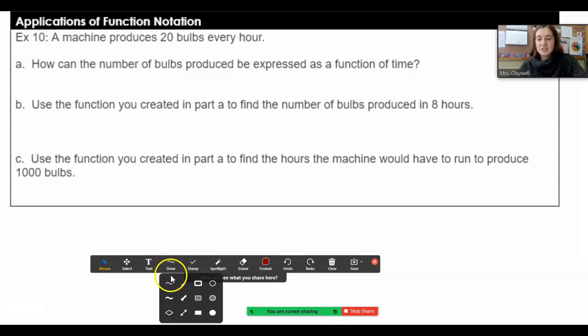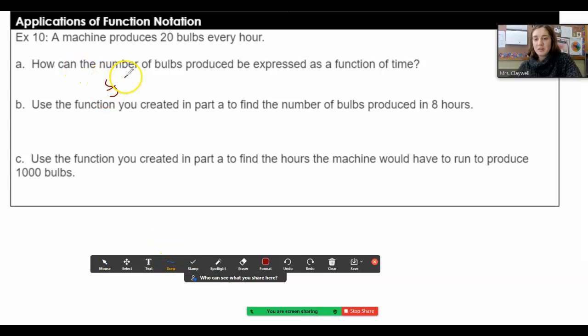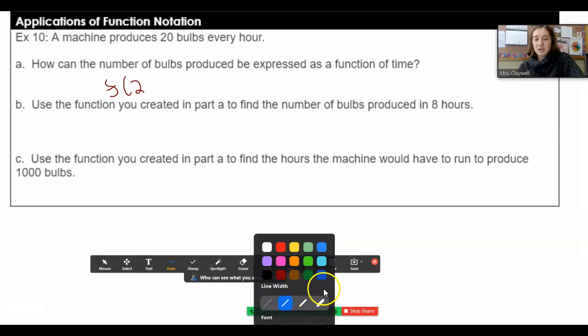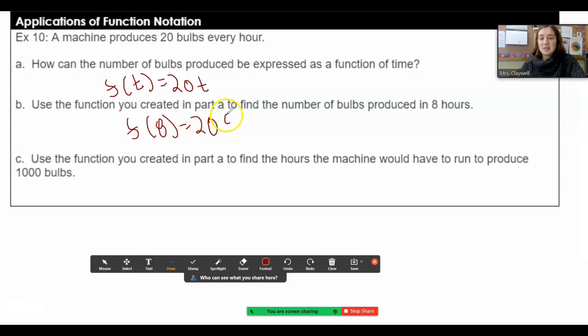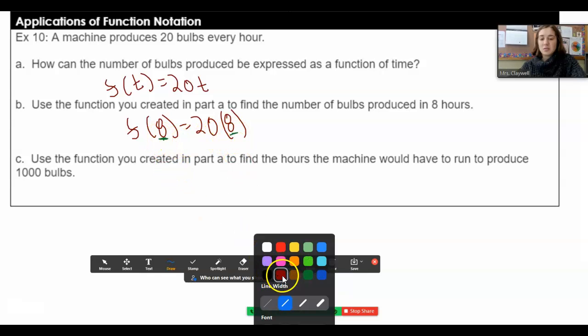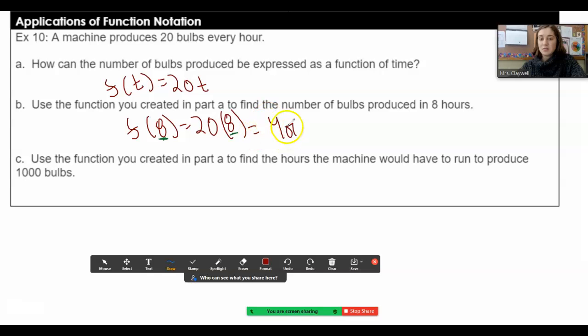A machine produces 20 bulbs every hour. So a function of time, so we're going to use t for time, equals 20 per hour. Use the function to create how many bulbs are processed in 8 hours. So I'm going to put an 8 in where I see a t. And I get 800 bulbs.